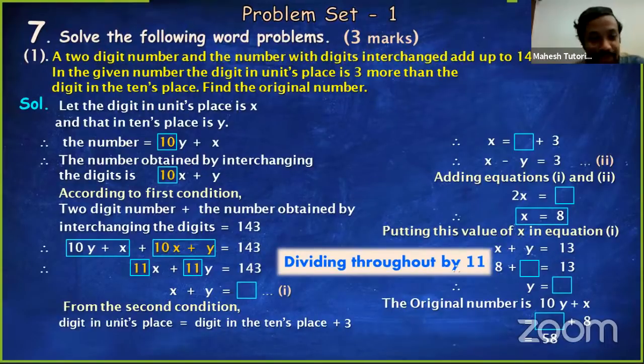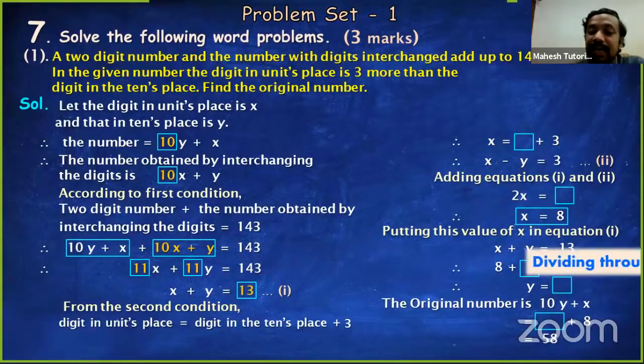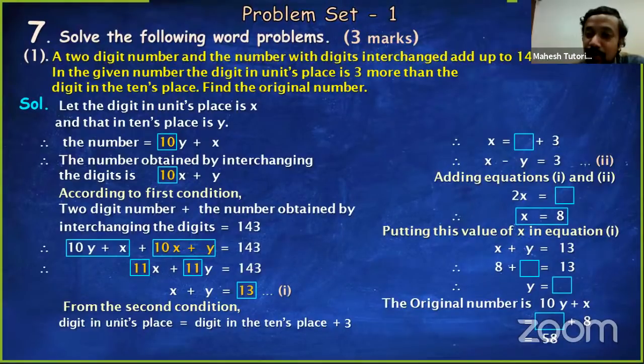तो वो उन्होंने लिखा है प्लस साइन as it is. अब 11y को अगर 11 से डिवाइड किया तो 11 11 will get cancelled. बचेगा क्या? सिर्फ y. तो वो लिखा है. और अब 143 को अगर 11 से डिवाइड किया तो in that case, students, 11 1s are 11, 11 13s are 143. So we get the first equation, that is x plus y is equal to 13.